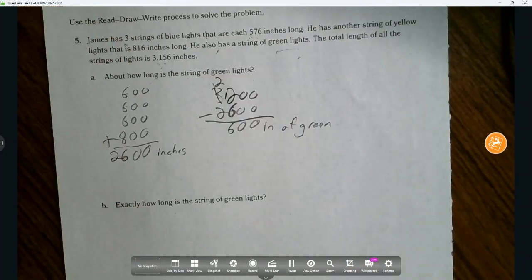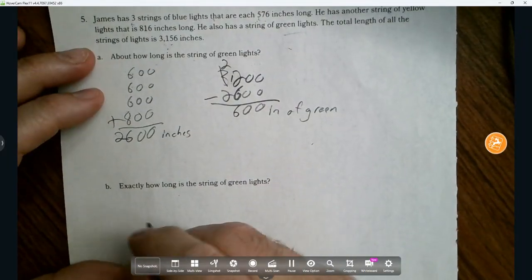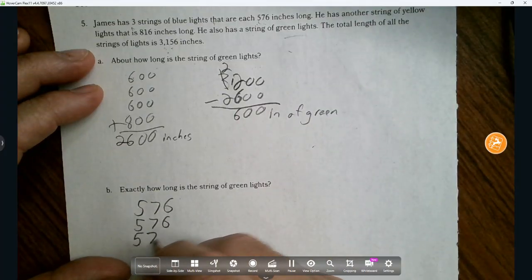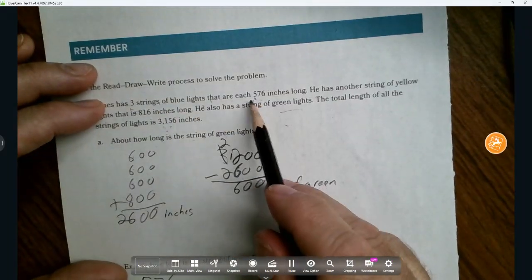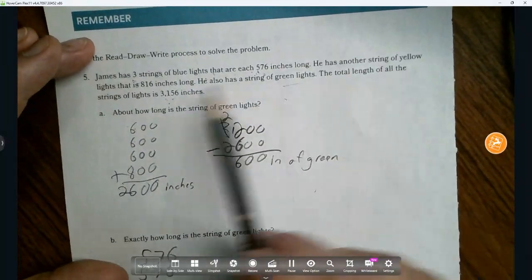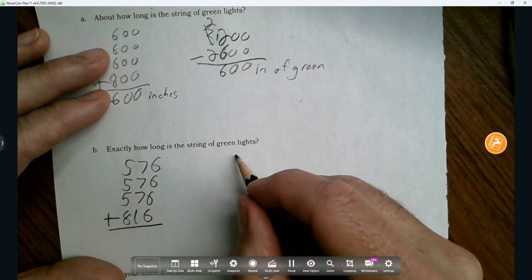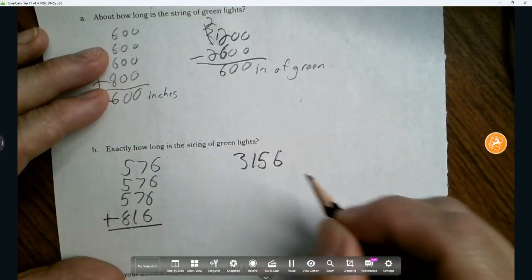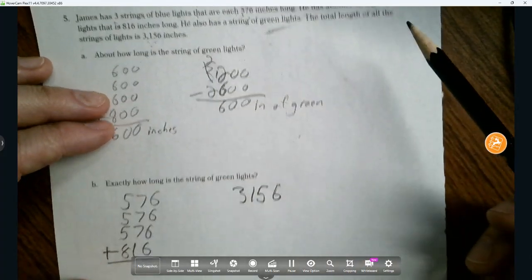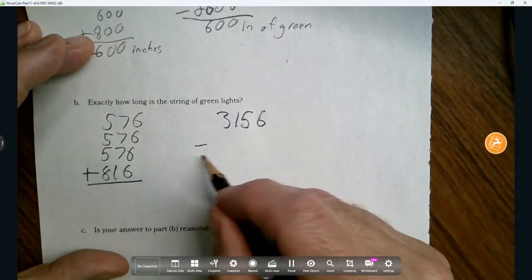Now it wants to know the real answer. Well, I'll get you started, but you're going to finish this one on your own. So you need to add 576, 576, 576. Remember, we have 3 strings of blue lights that are each this long, so you have to show that 3 times. Then we have the yellow lights, which is 816 inches long. And then we know the total length of all the lights combined is this long, but you have to find out how long the green lights are. So do it just like we did this problem. Down here, minus equals.